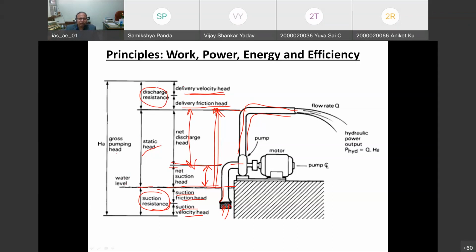In this way we can calculate the gross pumping head for the pump. This gross pumping head is required if you are going to work out the efficiency of the pump and other such things.